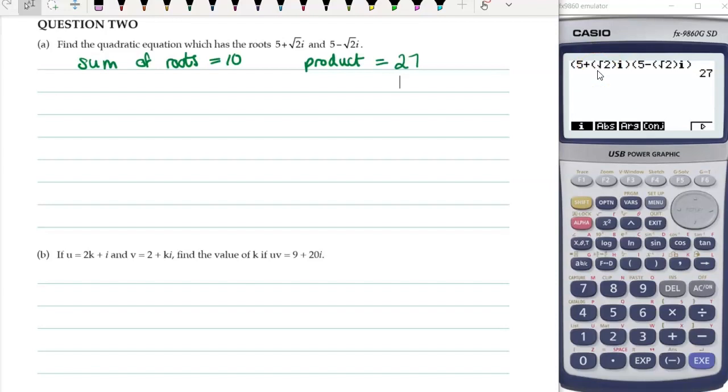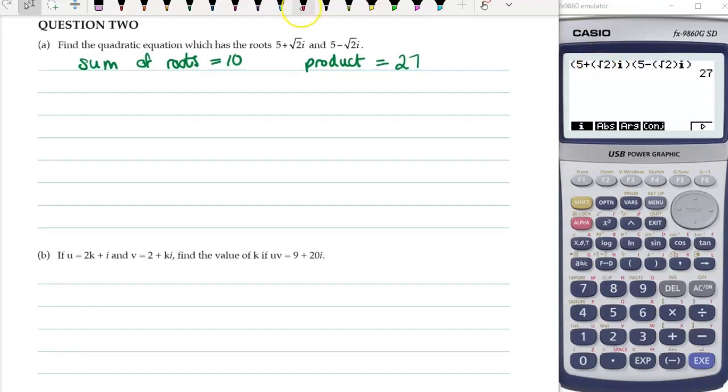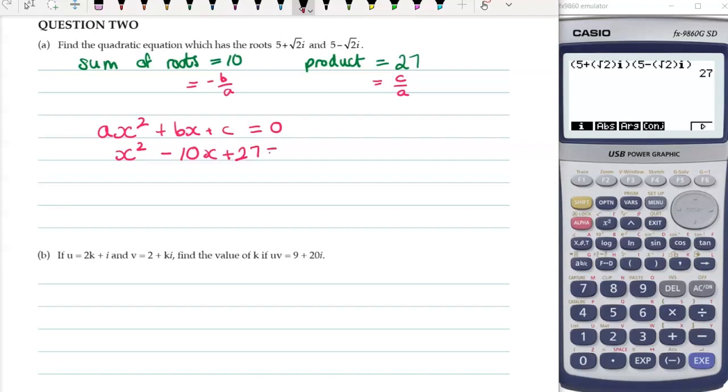Now, when it comes to a quadratic, the sum of the roots is equal to minus b over a in our quadratic formula, and the product is equal to c over a. So if we set a to be 1, remembering this is ax squared plus bx plus c equals 0, then we can have x squared minus 10x, because this has to be equal there. And then the c portion will be the 27.